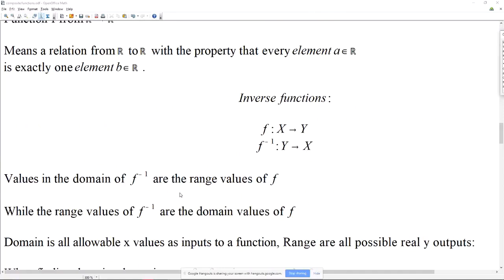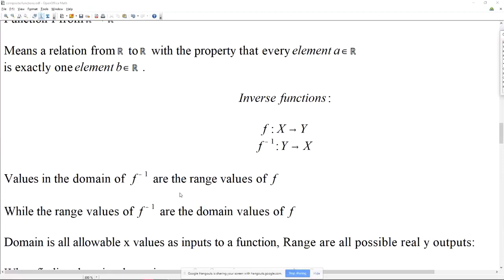Okay, so an inverse function, basically, if it's mapping from one set to another set, the inverse is going to map the other way around. So all the values in the domain of f minus 1, which is the inverse function of f. Okay, so I'll give an example. If the function is x squared, what do you think the inverse function of x squared is?